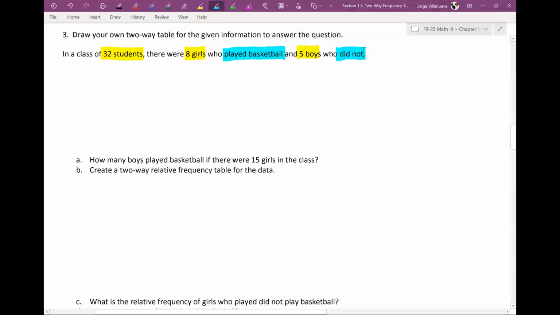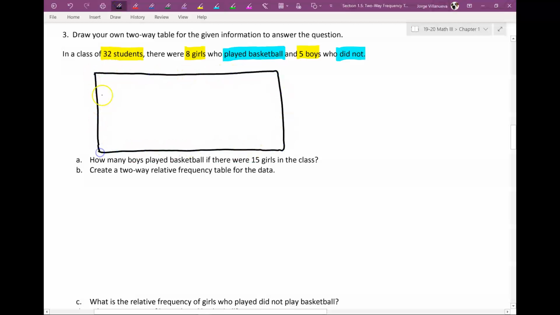So what are my categories? Girls, boys, play basketball, does it? There you go. There's girls and boys, and then some play basketball, some do not, right? All right, so let's create a table here. So we're going to need girls and boys, and they've got to play basketball and not play basketball, okay? So I guess we're going to need a total.